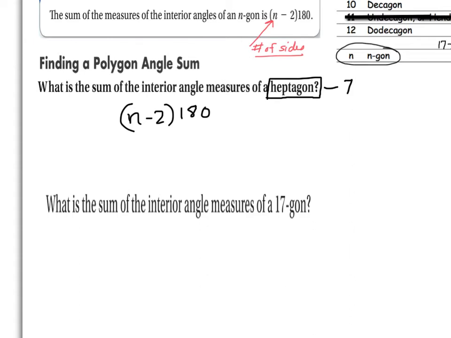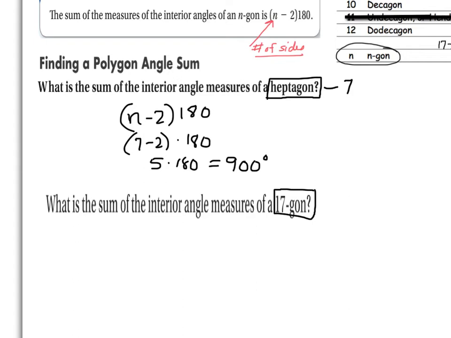And the reason I have n minus 2 is because there's always 2 less triangles in a shape. So now this is 7 minus 2 times 180, which is 5 times 180. So the sum of the interior angles of a heptagon is 900 degrees. Okay. So, second example. Hit pause. See if you can come up with an answer for the second example.